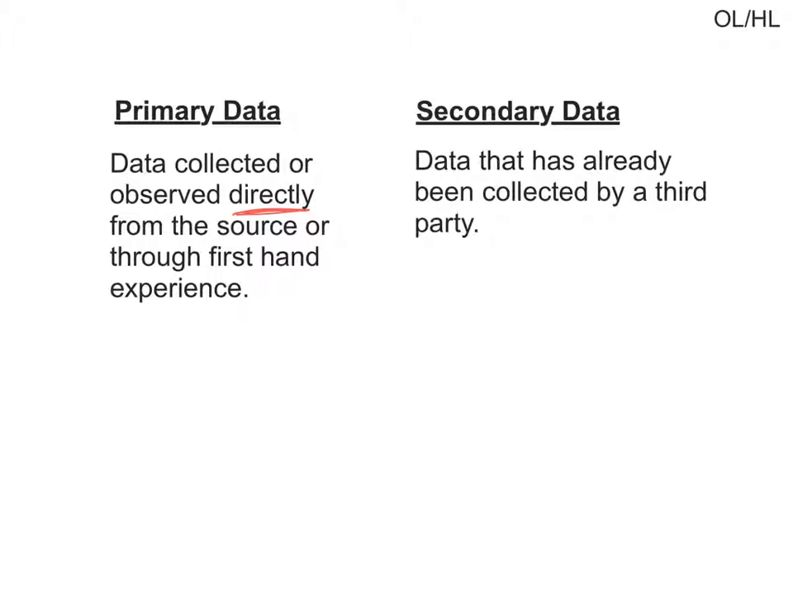In comparison, for secondary data, the data has already been collected by a third party. This means that the researcher does not perform the data collection or observations themselves, but just receives the data from another source. This concludes our discussion on data types.